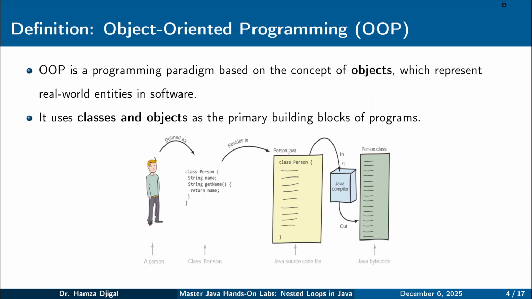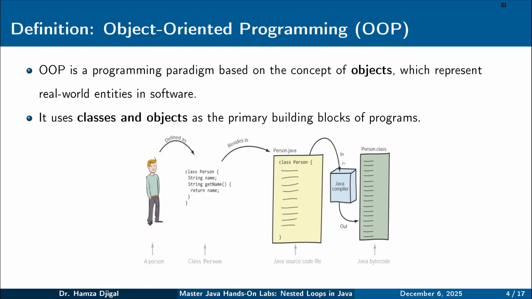In general, OOP can be defined as a kind of paradigm based on the concept of object, where each object can be presented as an entity in the software. For instance, in the real world, any object can be designed as a kind of entity or as a kind of class. So the main idea of OOP is to use class and object as the primary building blocks of a program.